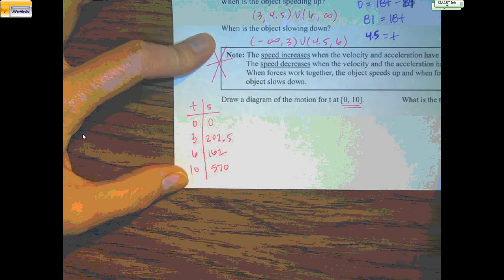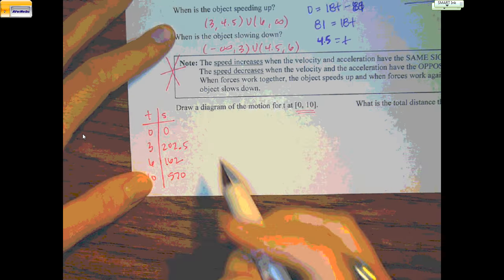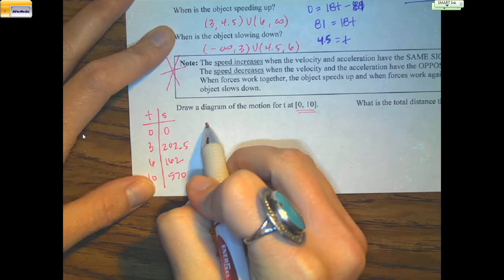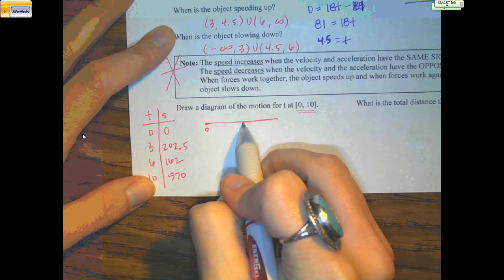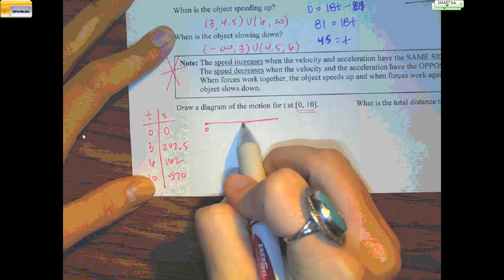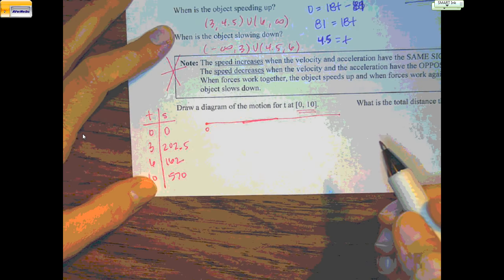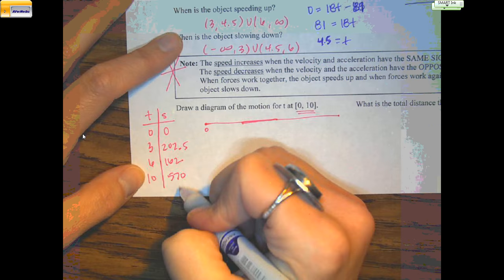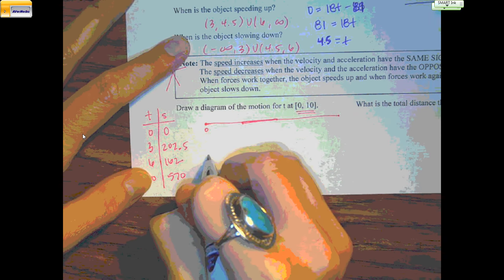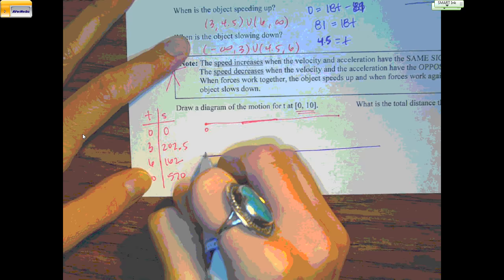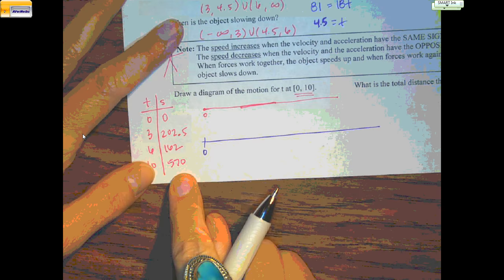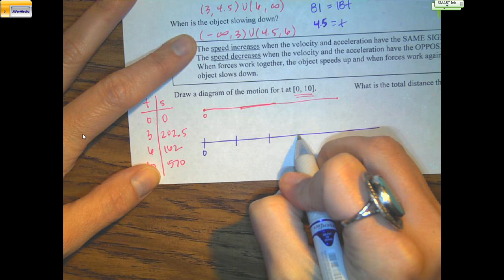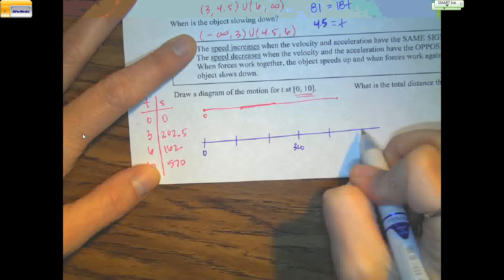Now, when it wants you to draw a diagram, here's what's tricky about this. If I start from 0, and I go 0 to 202.5, back to 162, and then up to 570, the problem with that is it looks like a straight line. It's not a very good diagram. So here's what we're going to do. The smallest position I have is 0, so I'm going to put a 0 at one end of the line. The largest number I have is 570, so I'm just going to go out to like 600. So I have 100, 200, 300, 400, 500, 600.